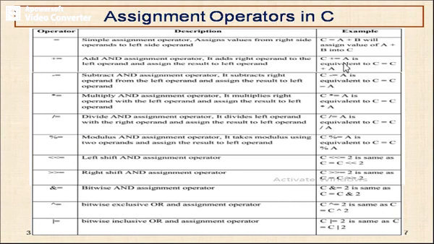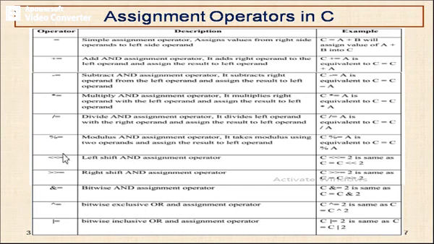Look at the example. C plus is equal to A. That means C is equal to C plus A. Normally we would be writing C is equal to C plus A. This can be written as C plus is equal to A. This is a shorthand operator.